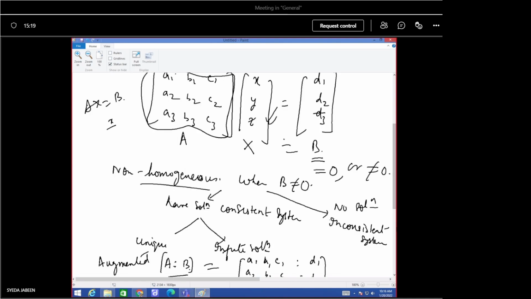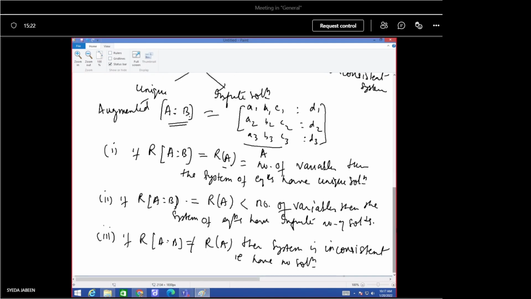Ma'am, you said that if the rank is less than the number of variables. Yes. So, ma'am, in that case also the rank of the augmented matrix is less than the number of variables, right? Like, imagine you are having 1, 2, 3, then 4, 5, 3 and 0, 0, 0. You are having the variables x, y, z, and on the right side some values, like suppose 1, 2, and this is 0.